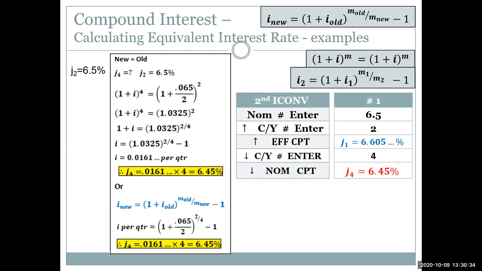If you're using the TVM, it's a two-fold process where you take your original nominal rate, you convert it to an effective rate, and then you take that effective rate and convert it to the new desired nominal rate. Okay, but again, for us, we can do the longhand, either the concept or the actual formula.